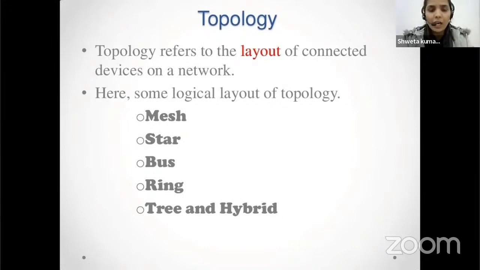How will our data flow, unidirectional or bidirectional? That is our logical topology. So we have various types of network topologies like mesh, star, bus, tree, ring, hybrid. One by one, we'll see each and every topology in detail.